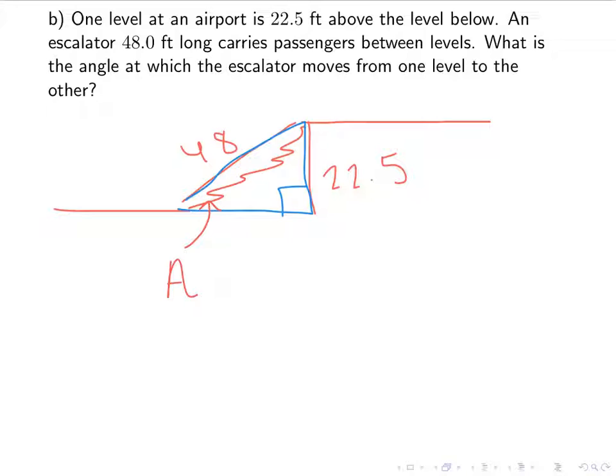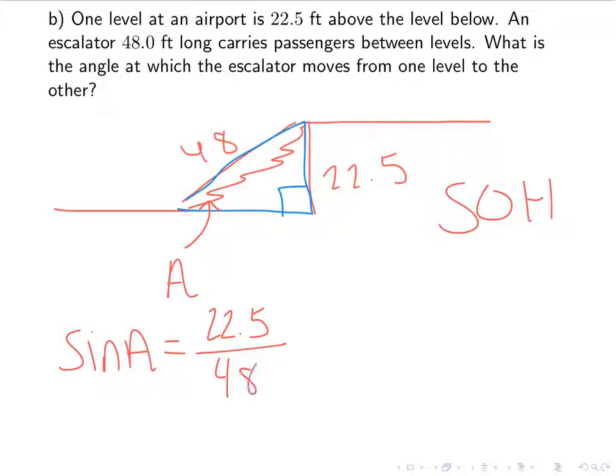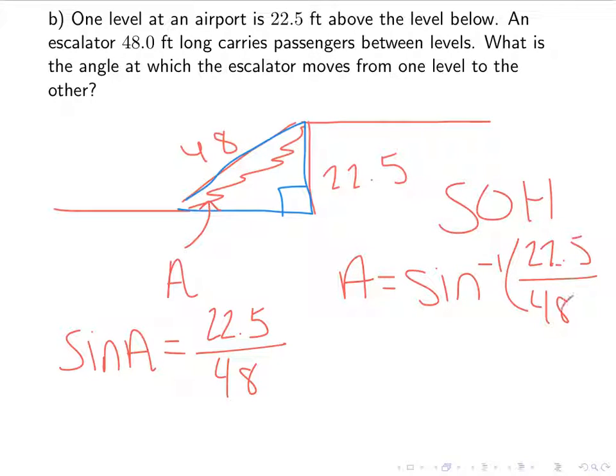Okay, and again, we have three pieces of information. We have the hypotenuse, the vertical leg, the 90-degree angle, and we're looking for one of our other angles. So according to our angle A, we have the hypotenuse, and we have the side opposite it. And so that means we need sine. So sine of A is opposite over hypotenuse. Right, which means if I know sine of A and I want A, I have to hit it with sine inverse. So A is sine inverse of 22.5 over 48.